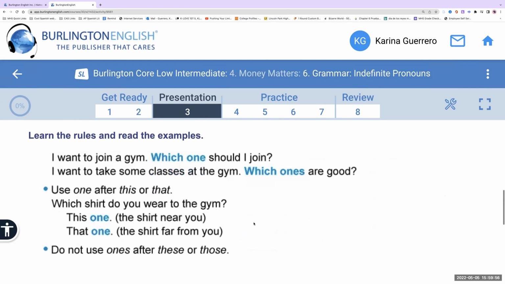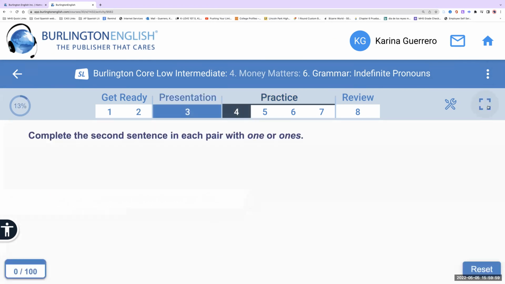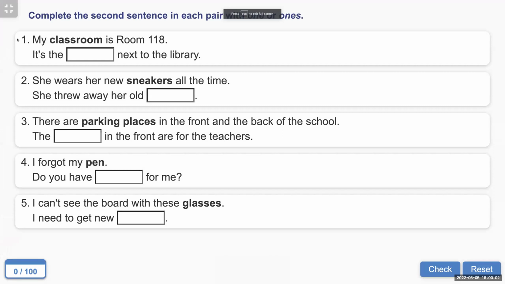You had this information. And I want to briefly go through the practice. So here you have 5 questions or 5 sentences. You have to complete the second part in each pair with the word one or ones. Remember what we did in class. One, we're talking about something that is singular. Ones, something that is plural. So I want you to go ahead and take the time to write these out. If you have your notebook, please write them out.